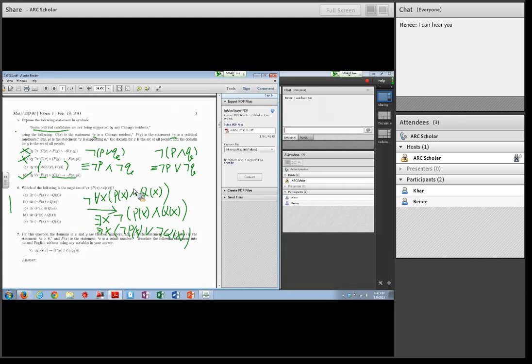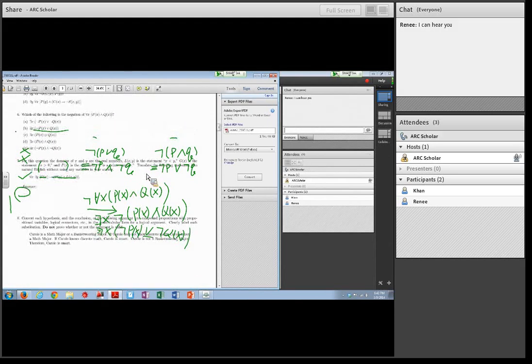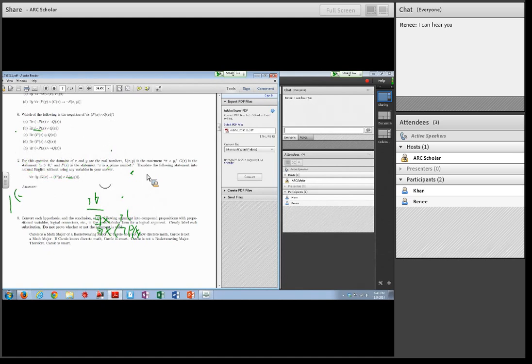I just need to be a little careful. Okay, that's it. Now we have finished all the simple problems, like the choice questions. Now we have to actually write them. So for this question, the domain of x and y, you must have done some problems like this before, right? In homework, or what is your thought?